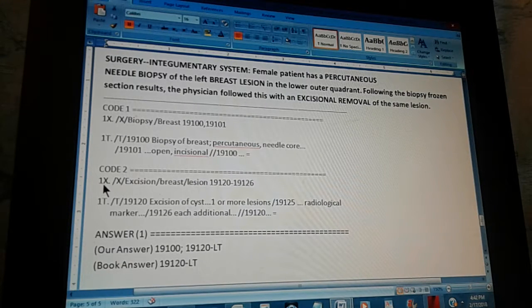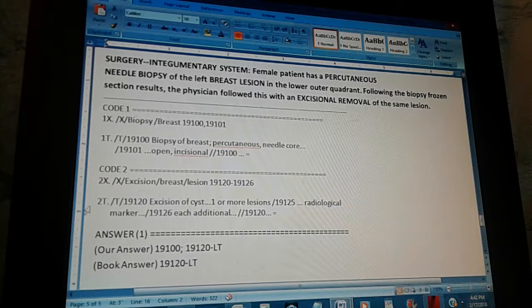Now, the excision of the lesion. So we're going to do a second code for that. The code number 2 through the index is found like this. First, you go to the index. Then you start with E for excision. Excision, and then you go to breast. Breast. Then you go to lesion. The lesion. You get a range of codes there, right? And now you have to go to the tabular to choose the right one.